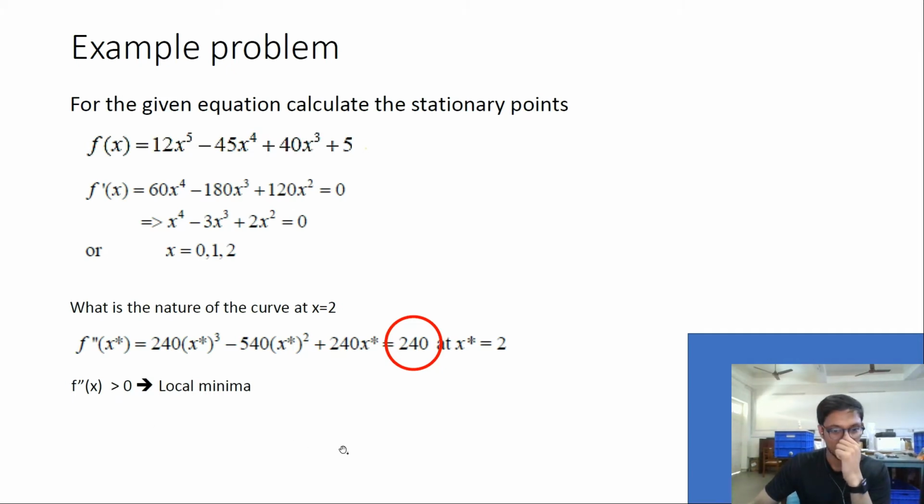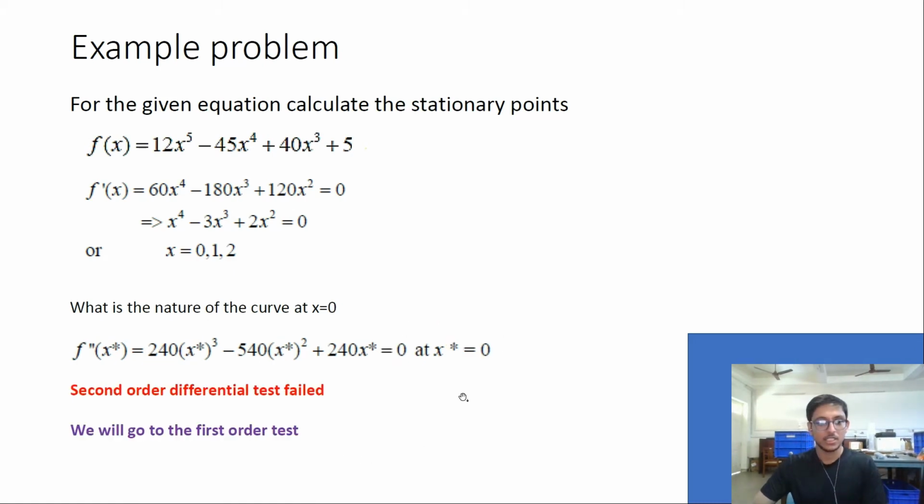Now comes the interesting stationary point, that is x is equal to 0. Now you see everywhere in this double derivative we have x. So when you put x is equal to 0, the value will be 0. In that case, we say that the second order differential test has failed.